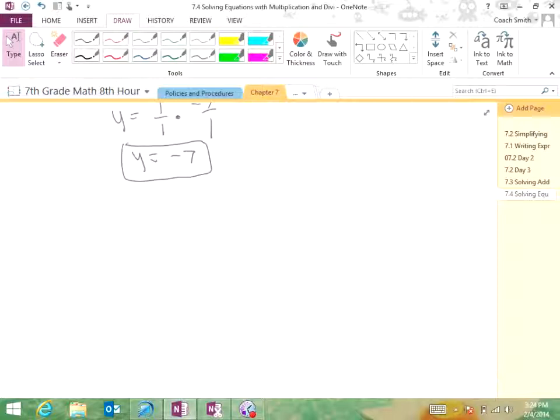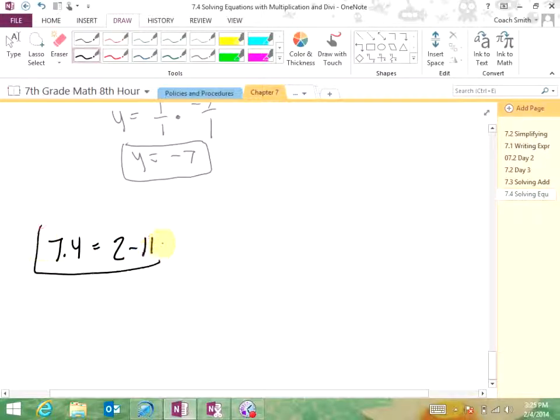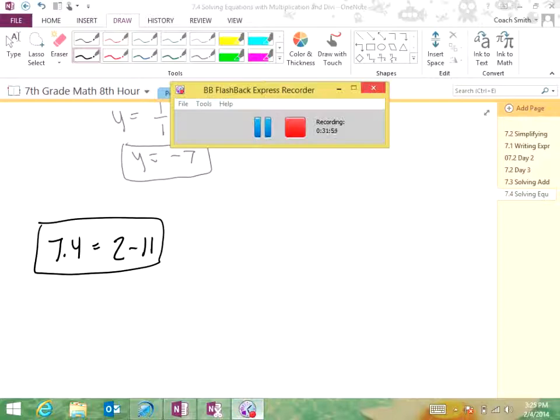All right, your homework is this: 7.4, 2 through 11. We will work on the rest of it in class tomorrow. The rest of this section, not that homework.